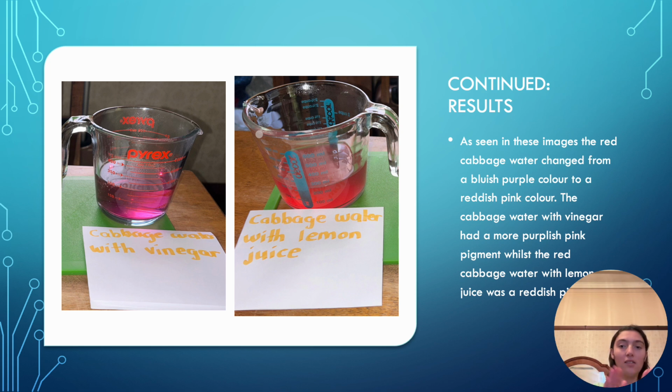Now, let's consider, did this experiment have a physical or a chemical change? The answer is both. A physical change was seen as the color of the cabbage water changed from its bluish purple state to a pinkish red state. And it was also a chemical change as we saw a change in its color, and it formed a new substance.